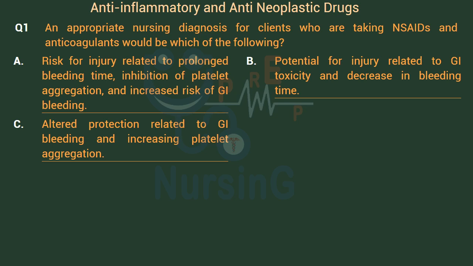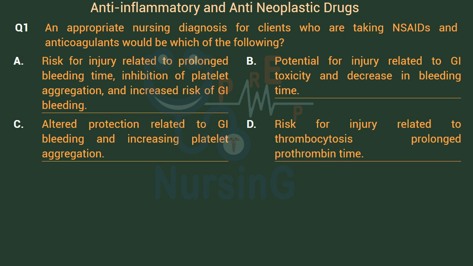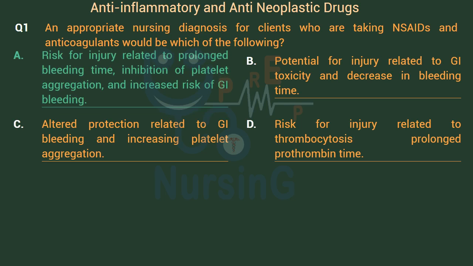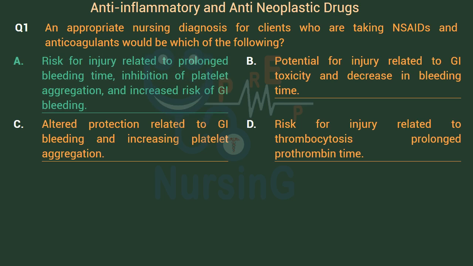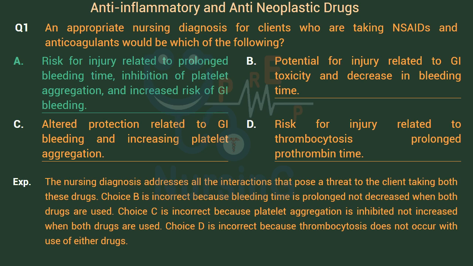Option C. Altered protection related to GI bleeding and increasing platelet aggregation. Option D. Risk for injury related to thrombocytosis, prolonged prothrombin time. Right answer is Option A. Risk for injury related to prolonged bleeding time, inhibition of platelet aggregation, and increased risk of GI bleeding. The nursing diagnosis addresses all the interactions that pose a threat to the client taking both these drugs.